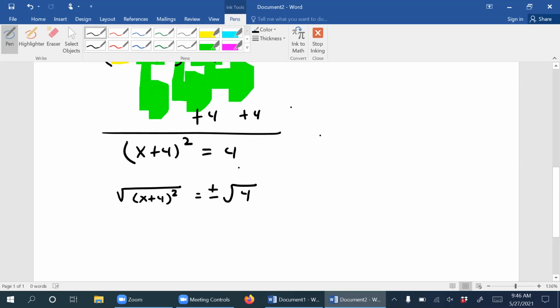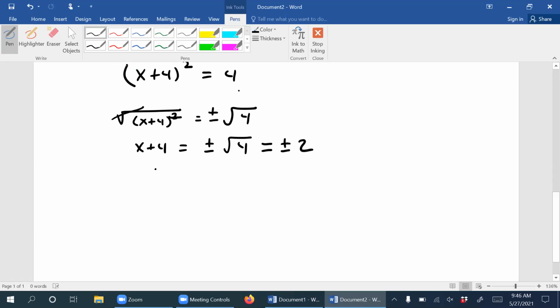The square and the square root cancel out, leaving me x plus 4 equals plus and minus the square root of 4. We also know what the square root of 4 is: it's just 2, so plus and minus 2. And then the next step is subtracting 4 from both sides.